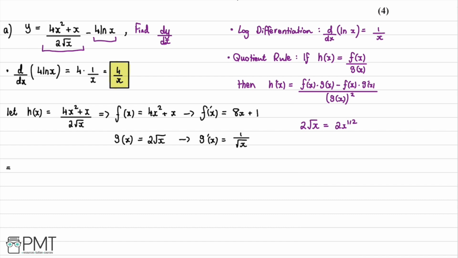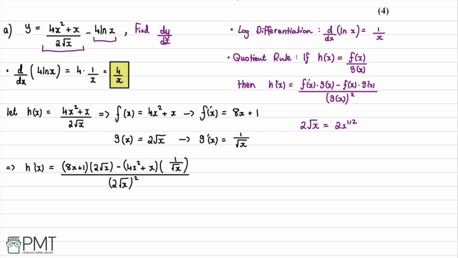So then we can use the quotient rule, and we can say that the derivative of h of x is going to be as follows. We just take our new terms and substitute them in this fashion. We start off with f dash x, so we'll have 8x plus 1, and then we multiply that by 2 root x, and then we subtract f of x, which is 4x squared plus x, multiplied by 1 over root x, and then we don't forget that we need to divide by g of x squared, which is 2 multiplied by root x squared.